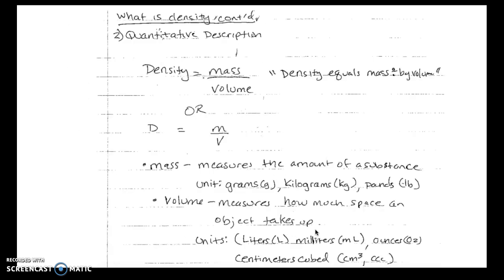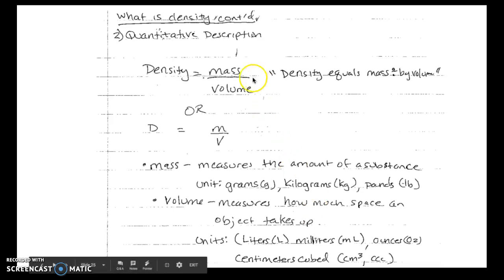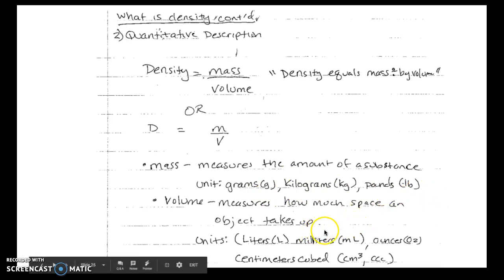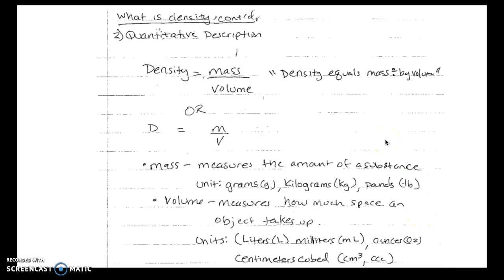Okay, so what is density, continued, if you need more space. In terms of quantitative description, density is equal to mass divided by volume, or D equals M over V. Mass measures the amount of substance, and the units here are grams, kilograms, pounds. Those are examples of units. Volume measures how much space an object takes up, and the units here could be liters, milliliters, ounces, centimeters cubed, etc. Remember that the units for density will be the mass units divided by the volume units. If you need more time to copy this information, pause the video, and when you're ready, press play.